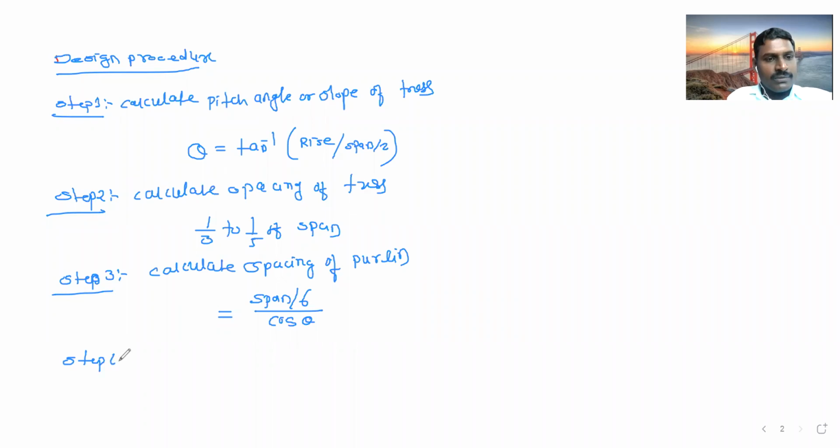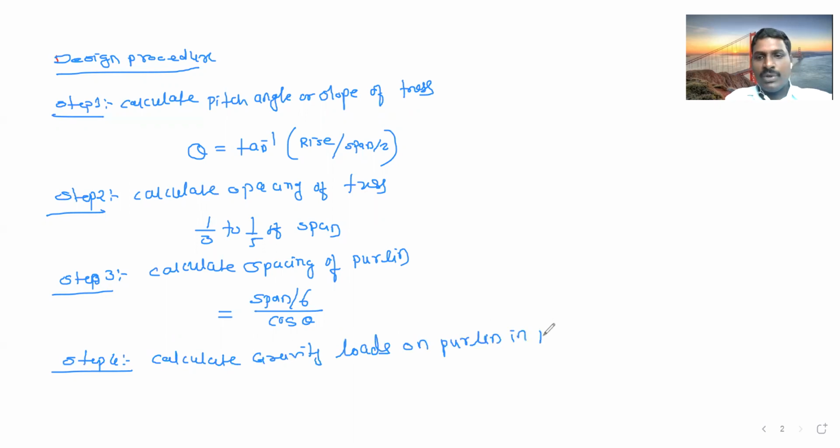So then step 4. Calculate gravity loads on purlin in Newton per meter. Why Newton per meter? Because the purlin will act as a beam for the roof covering material.